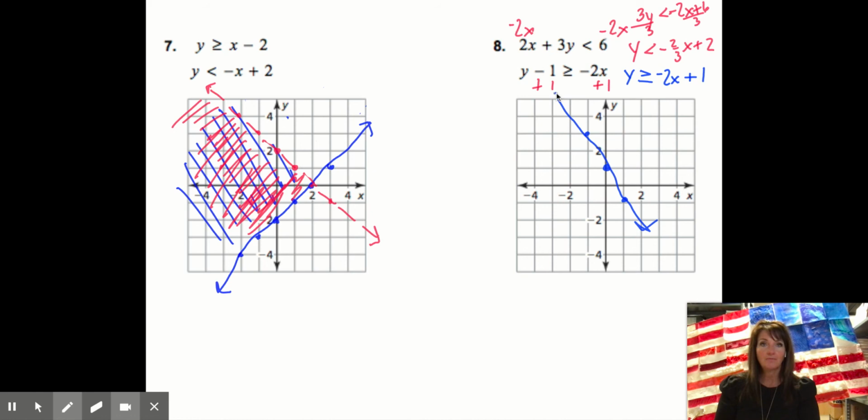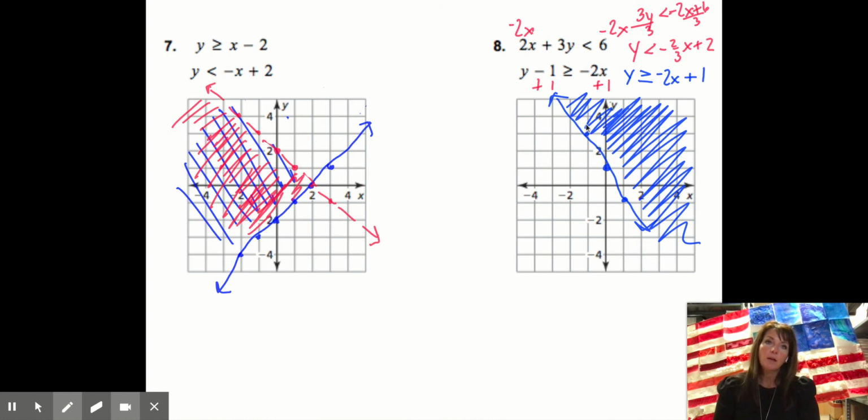There we go. And it's going to be greater than. So is 0 greater than or equal to 1? It is not. So we don't shade here, we shade here. Okay, sorry about that. All right, now I'm going to go to the red one.